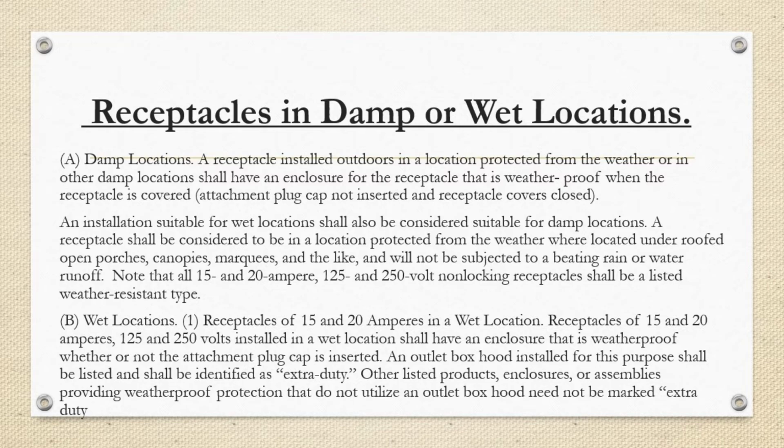B. Wet locations. 1. Receptacles of 15 and 20 amperes in a wet location. Receptacles of 15 and 20 amperes, 125 and 250 volts installed in a wet location shall have an enclosure that is weatherproof whether or not the attachment plug cap is inserted. An outlet box hood installed for this purpose shall be listed and shall be identified as extra duty. Other listed products, enclosures, or assemblies providing weatherproof protection that do not utilize an outlet box hood need not be marked extra duty.